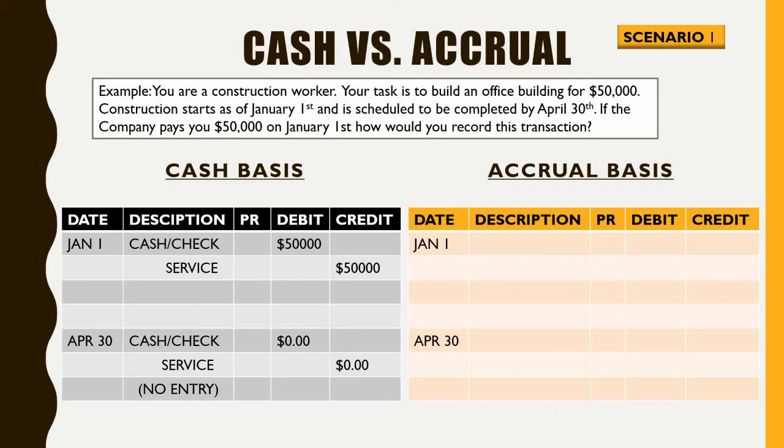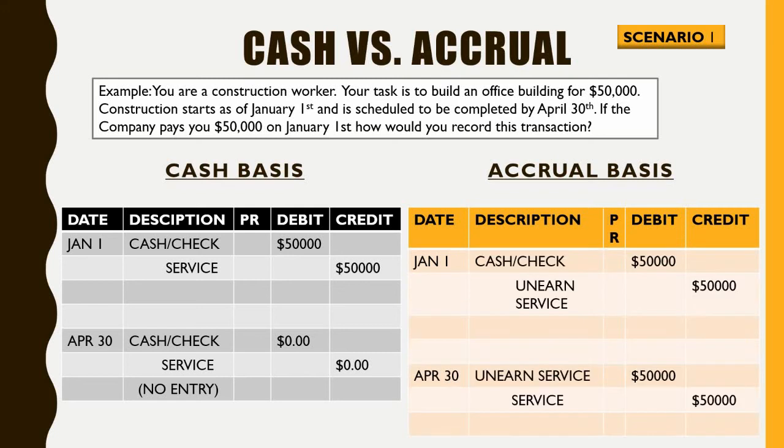Even though I didn't provide the service yet because it's January, right? It's not to be completed until April. So in this case, I'm going to record it because I received the cash as of January 1st. Okay? Whereas on an accrual basis, we received an advanced payment. Now, the criteria is, did I complete my service? No, not yet.